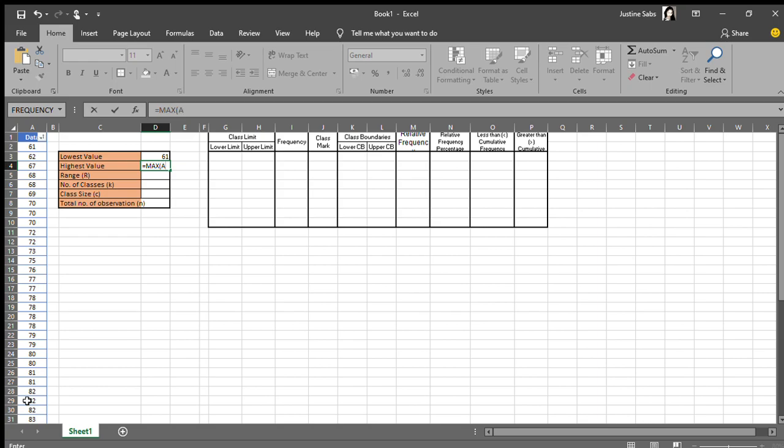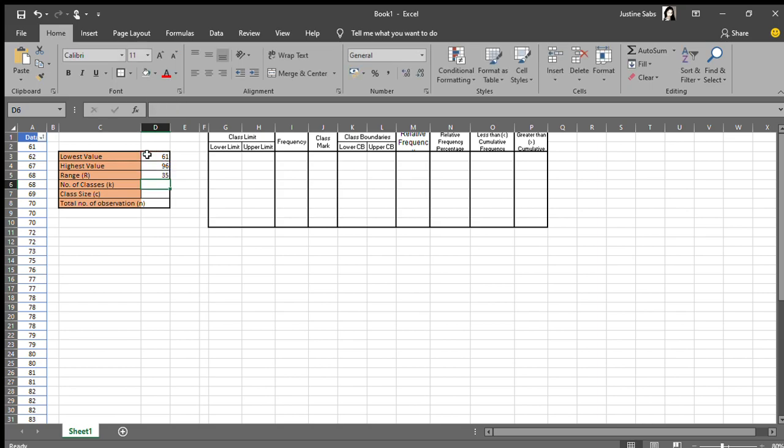So I have here from A2 up to A51. Then close parentheses, enter. The highest value here is 96. To find the range, that would be the range is equivalent to the highest value cell minus the cell that corresponds to the lowest or minimum value. So the range is 35.